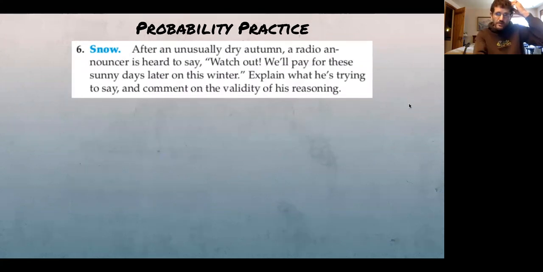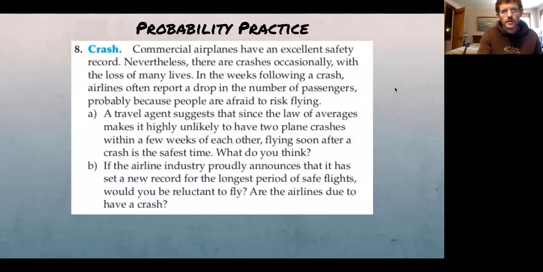All right, some of these we're just going to talk through. So actually, let's just do this one right here. Commercial airplanes have an excellent safety record. Nevertheless, there are crashes occasionally with the loss of many lives.